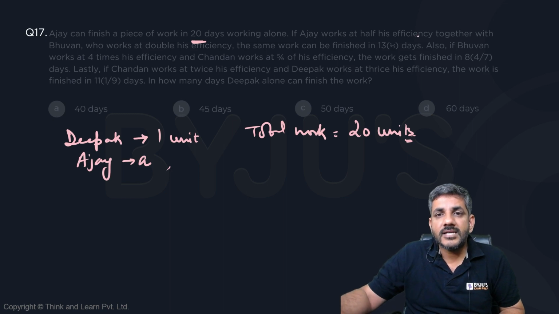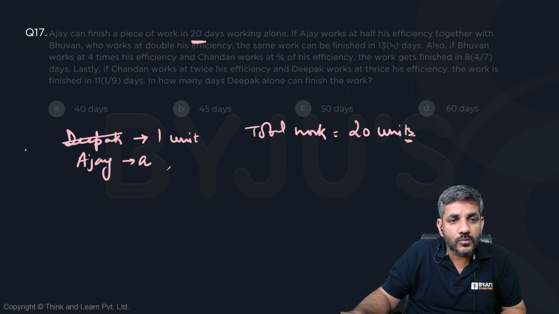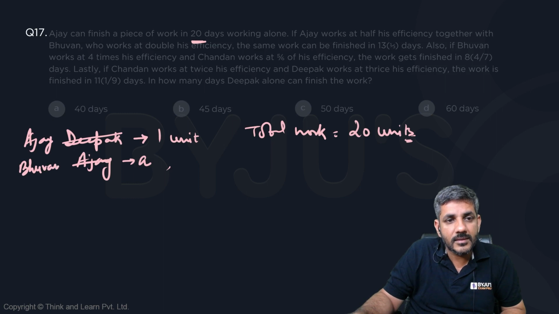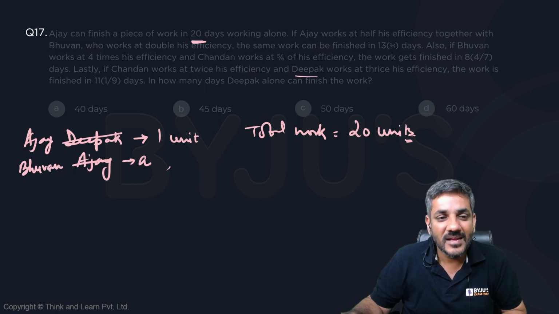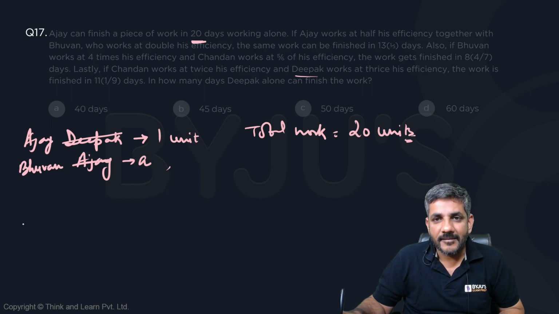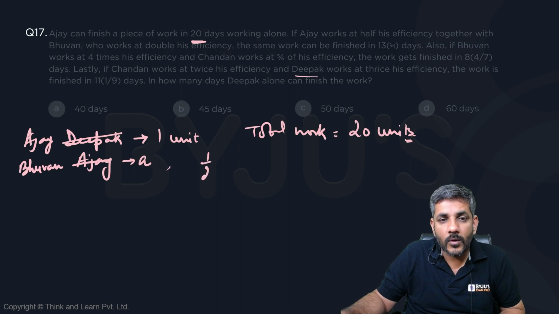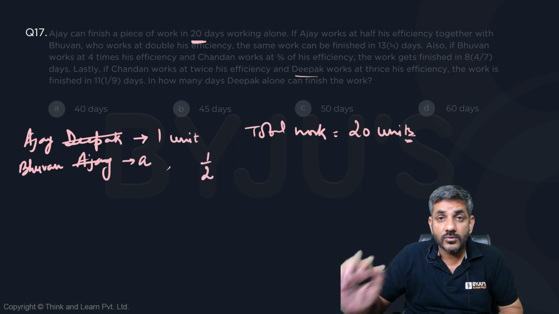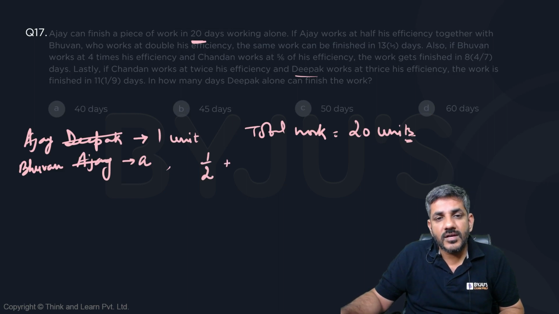If Ajay works at half his efficiency, I'm sorry, the first person was Ajay. And now the next person is Bhuvan. I don't know where Deepak came in my mind. Deepak is there at the end. I'm sorry for that. So Bhuvan is making A every day. Ajay works at half his efficiency. That means Ajay is making 1 by 2. He can make 1, but he's doing half. With Bhuvan, who works at double his efficiency, Bhuvan makes 2 into A, right?